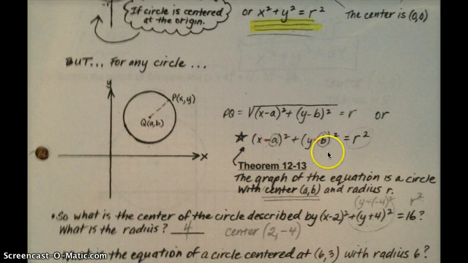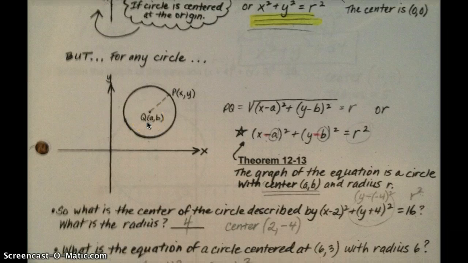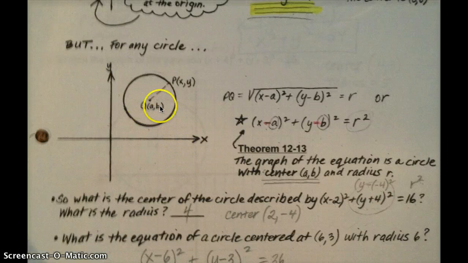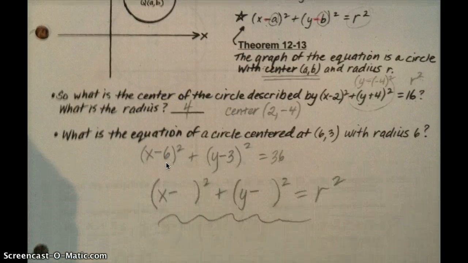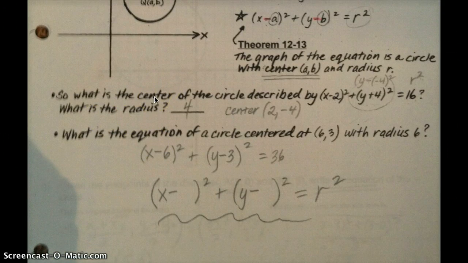So that's the general equation of a circle when its center is not at 0, 0, the origin. It can be at any center a, b. So this is the example I was talking about.